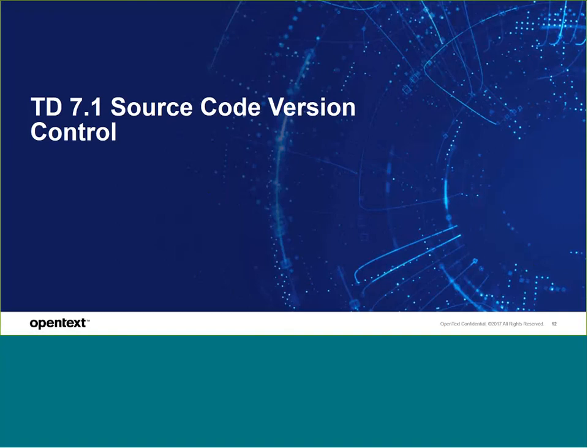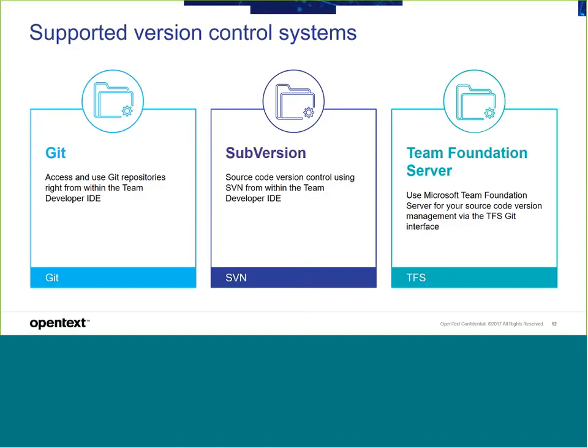A few words on source code version control, the other big feature in Team Developer 7.1. We do support Git for source version control. You can access and use Git repositories right from within the Team Developer IDE. You can also do that with Subversion. So Git and Subversion are both very popular open source management systems, which can now be accessed right from within Team Developer. And it also works with Team Foundation Server by the Git interface of Microsoft Team Foundation Server.